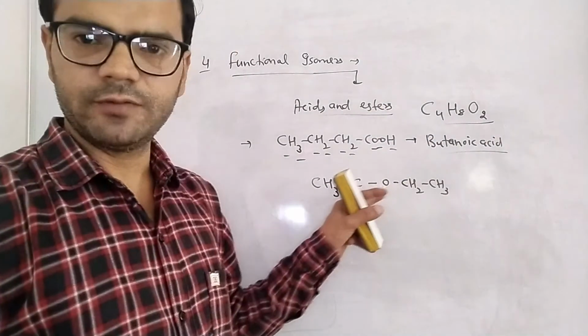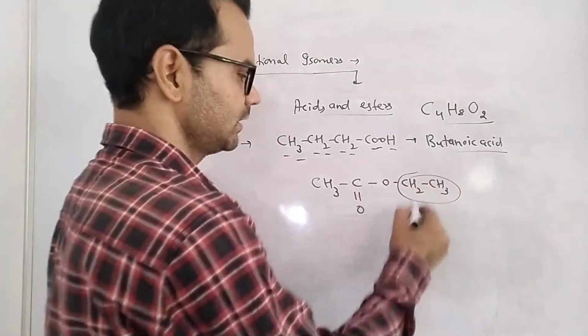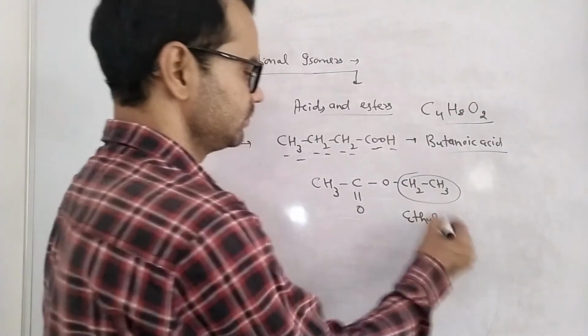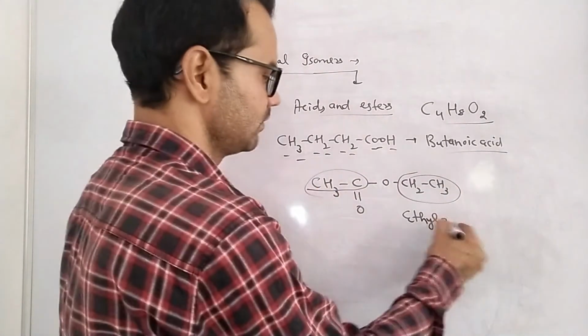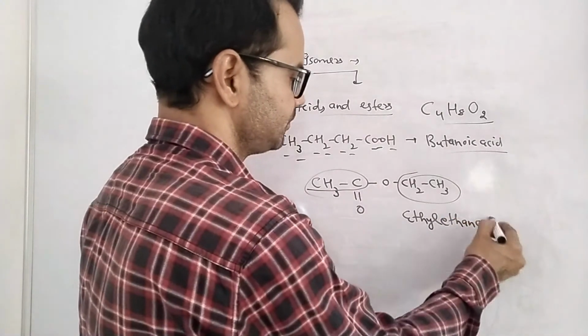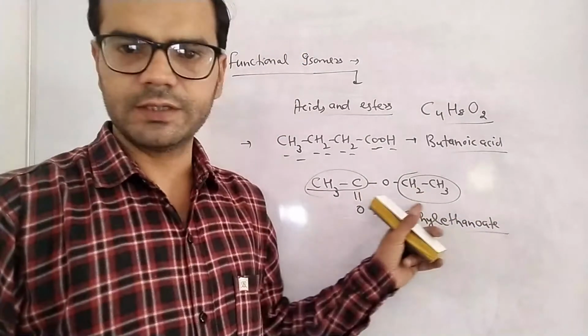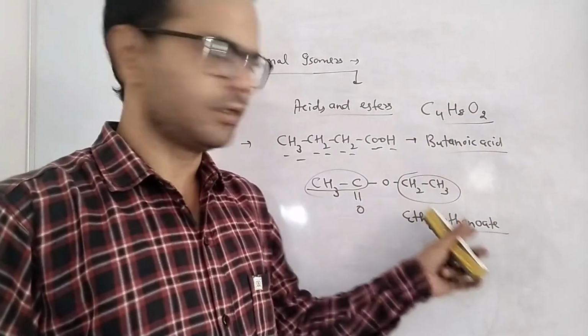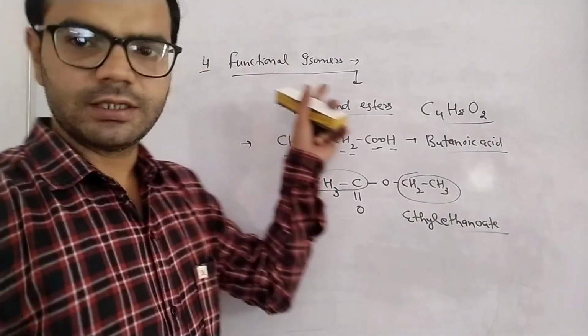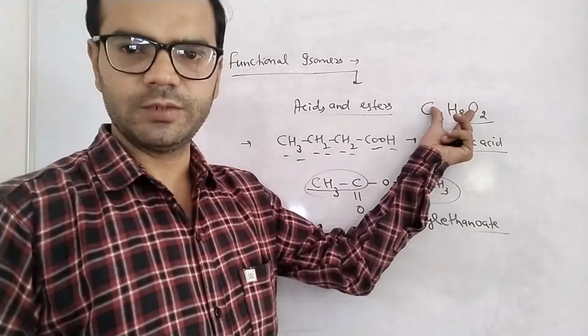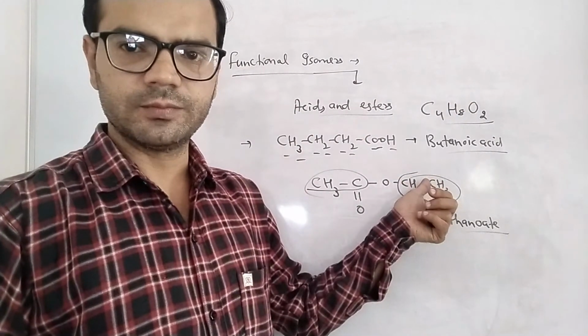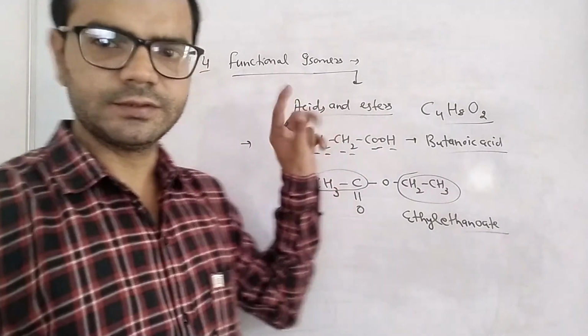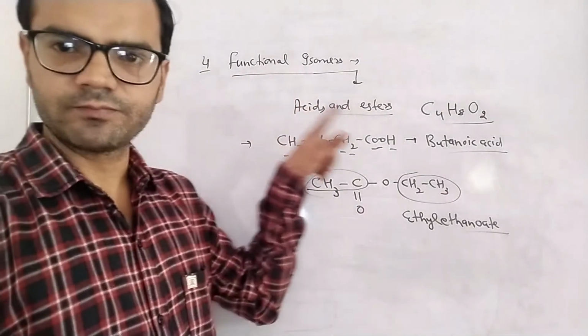What is the IUPAC name of this? This is ethyl. This is ethanoate. And the suffix of an ester is oate. So butanoic acid and ethyl ethanoate are functional isomers having the same molecular formula but different functional groups. This is the first set of functional isomers, acid and ester.